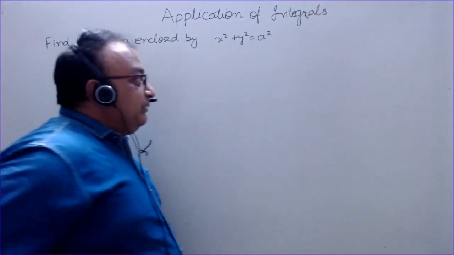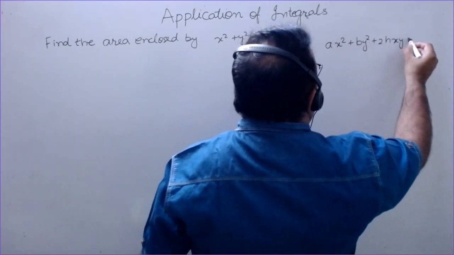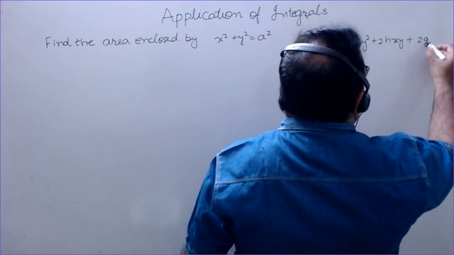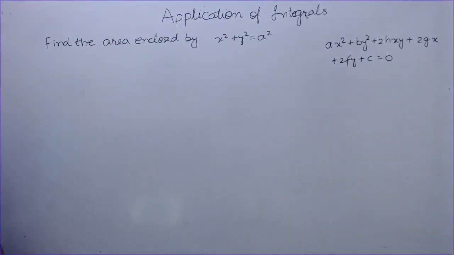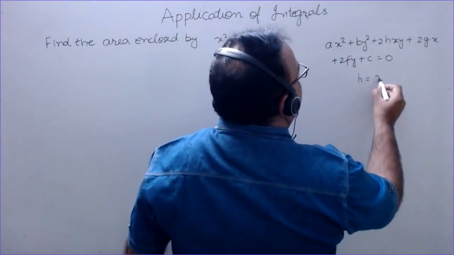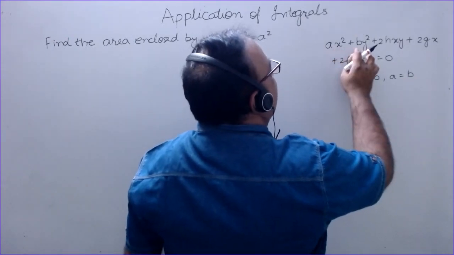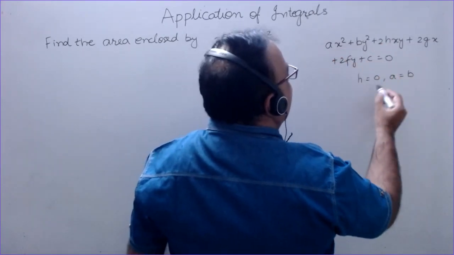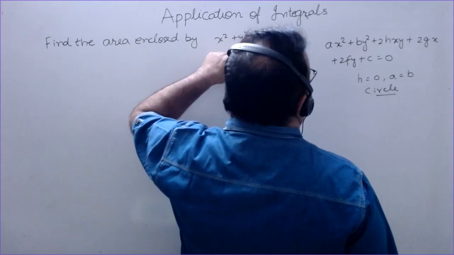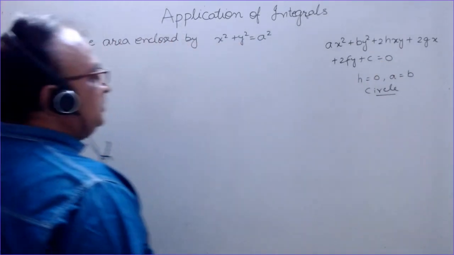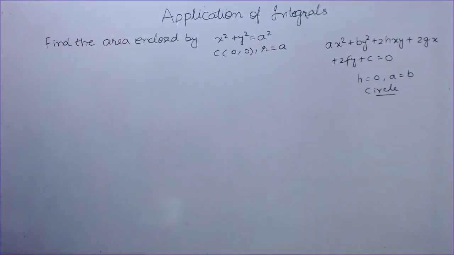Just to remind you, the equation ax square plus by square plus 2hxy plus 2gx plus 2fy plus c equal to 0. If you remember this equation, what does it represent? If we have h equal to 0 and a equal to b, either both of them are 1, or if not 1, at least they are equal, so that we can divide the whole equation by a or b, in that case this represents a circle. And you can see here a is 1, b is 1, h is 0, and this constant is a square. So this is a circle with center (0, 0) and radius equal to a. x square plus y square equal to a square.